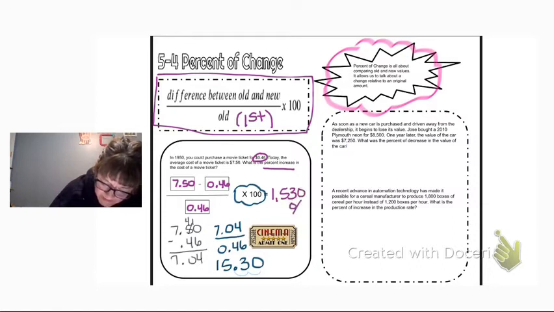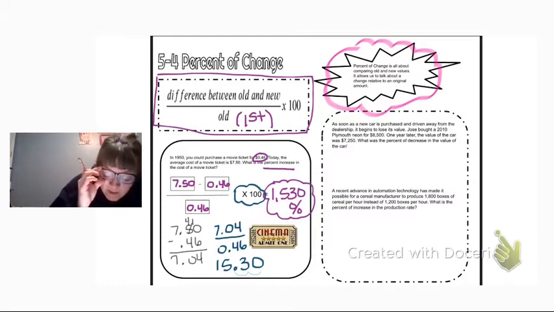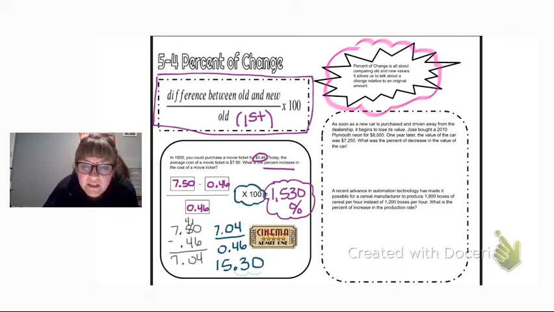1,530%. You might think, well, wait, that's way too big. That can't possibly be right. But remember, if the cost of something doubles, that's 100% increase right there. And so we went from 46 cents to $7.50. So this far more than doubled. So it makes sense that we had this really large percent increase.